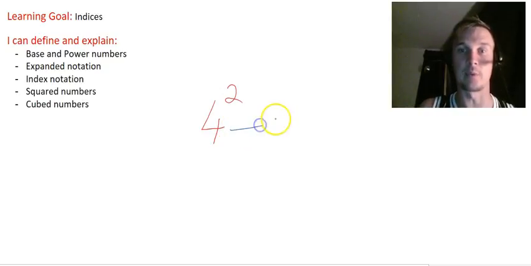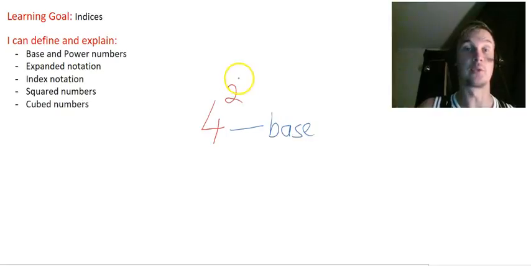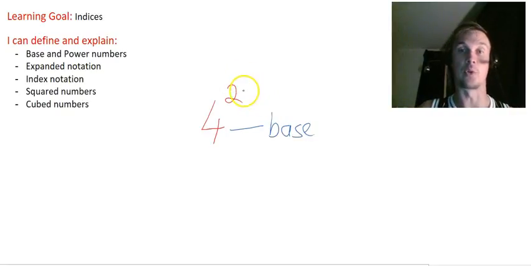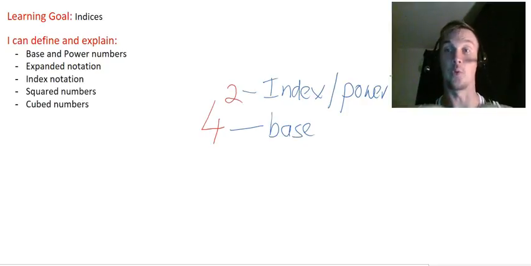The big number is what we call our base number, which is going to be multiplied. Now the little number that we have on top of that number is what we call our index number, or we can also call it our power number. So it's called an index or power number.